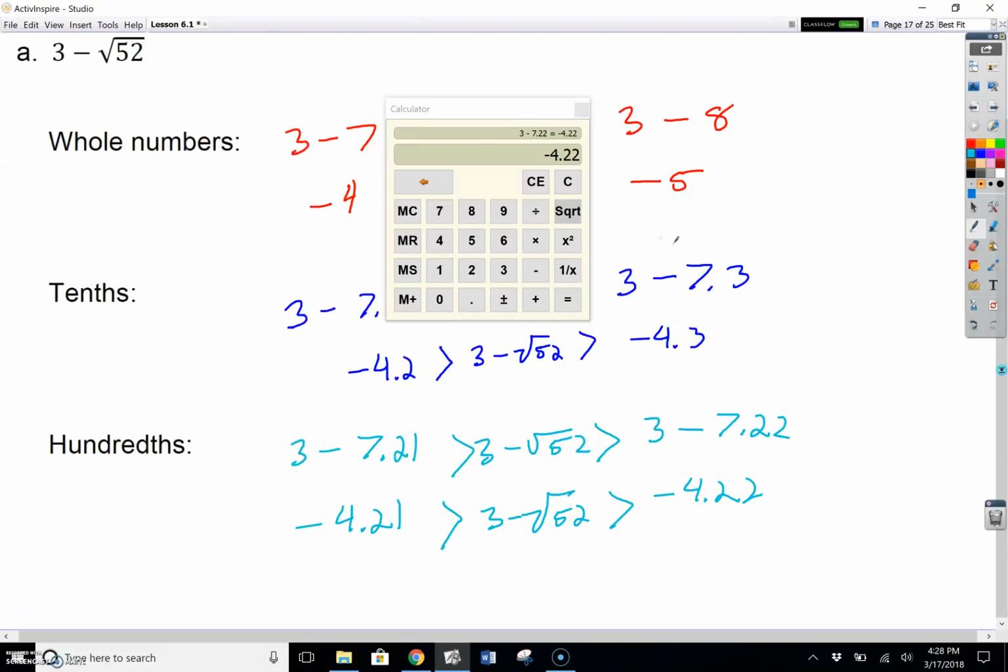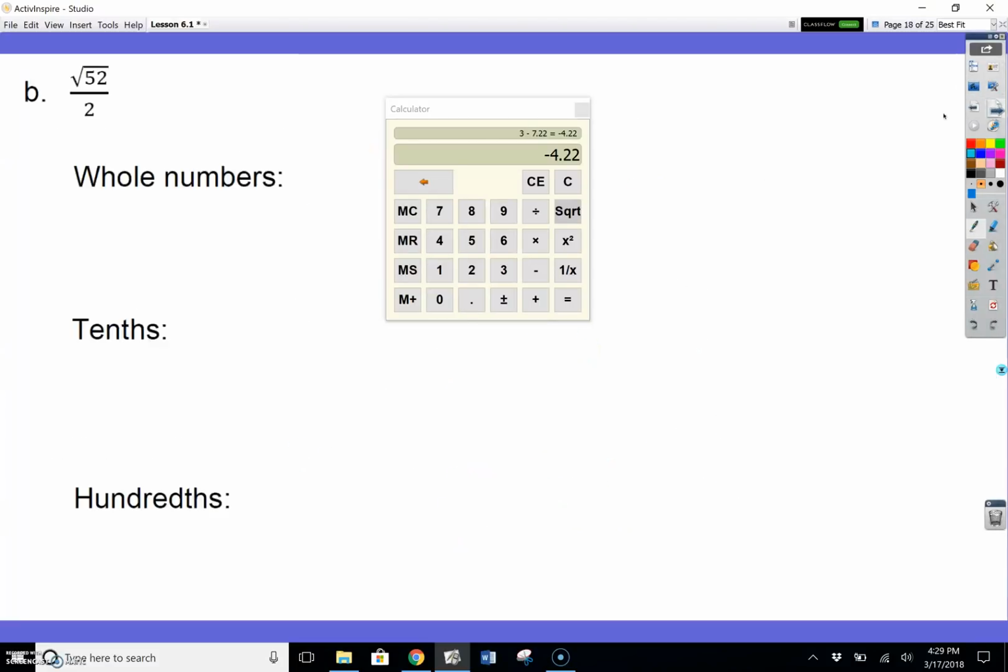So hopefully you guys realize that when we zoom in, we'll never quite know what the irrational numbers equal, but we can get closer and closer and closer to the actual line.